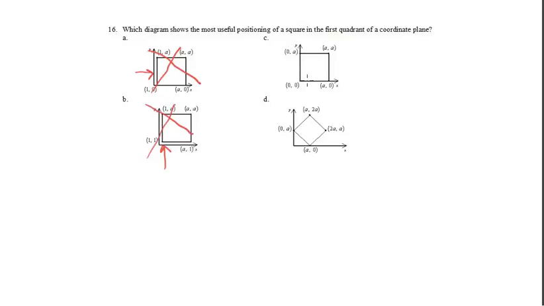This one is on the x-axis and the y-axis, and it is obviously the easiest to work with. The midpoints, everything are the easiest to find. This one is turned. We've turned that square, so it's not nearly as easy to work with as this one. So the most useful positioning of the square is C.